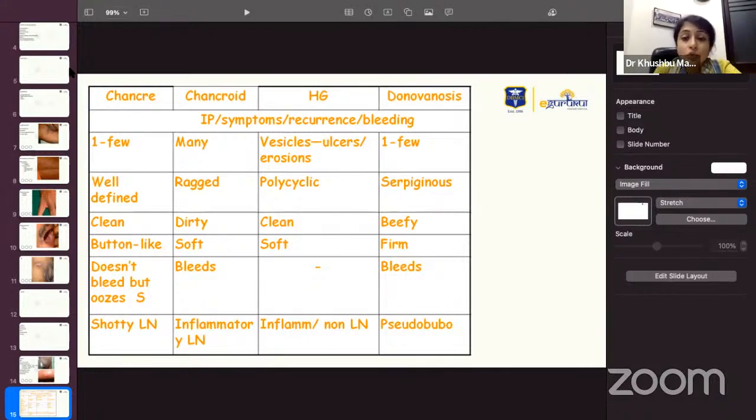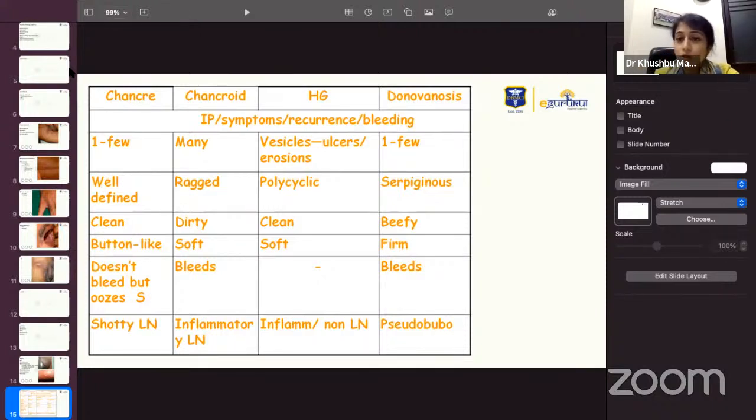Right? Then coming to donovanosis. Donovanosis again usually presents with a single ulcer, which has a very beefy base. So it presents with exuberant granulomatous tissue, which is beefy, which is firm, which bleeds on touch. And as I told you, it presents with pseudobubo, which is the presence of a donovanosis ulcer over the inguinal lymph node. So there is no lymphadenopathy, but you think there is lymphadenopathy. So that's called a pseudobubo. It's not actually a bubo, but it is the presence of a donovanosis ulcer at that site.